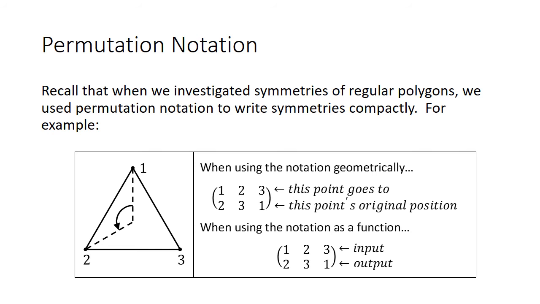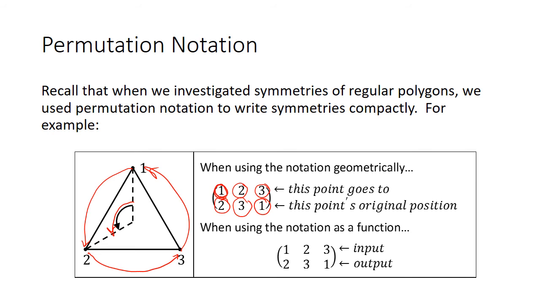When you're thinking about the notation geometrically, the top row is the points, and you're thinking about that point being moved somewhere. For example, if you look at the point 1 and this counterclockwise rotation here, 1 is going to be moved to where 2 was originally. So we would put 1 in the top row and 2 in the bottom row, because 1 is moved to the original position of point 2. For another example, 2 gets moved to the original position of point 3, and then 3 gets moved to the original position of point 1. Okay, so that is how that notation works.